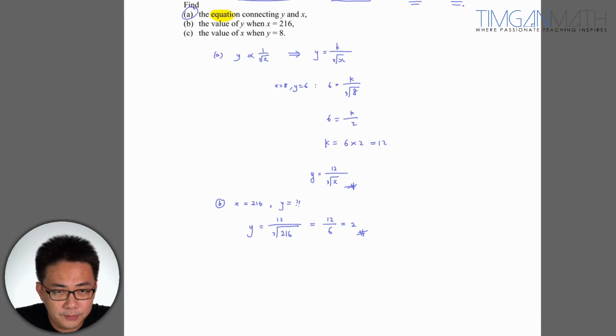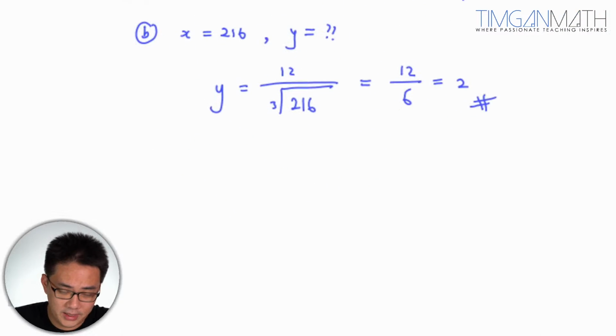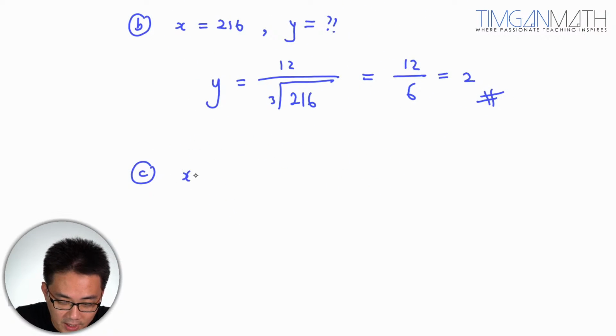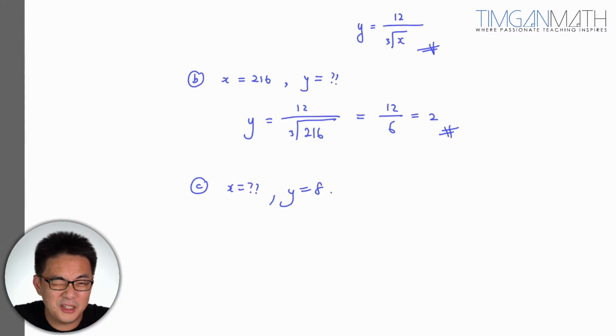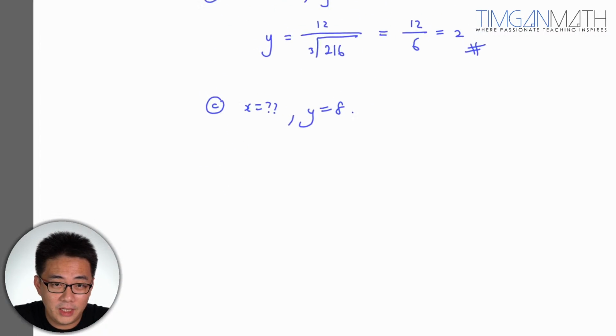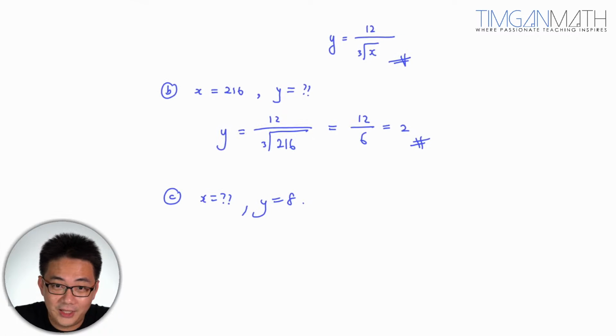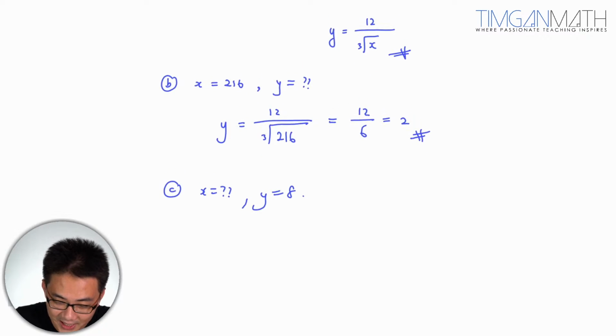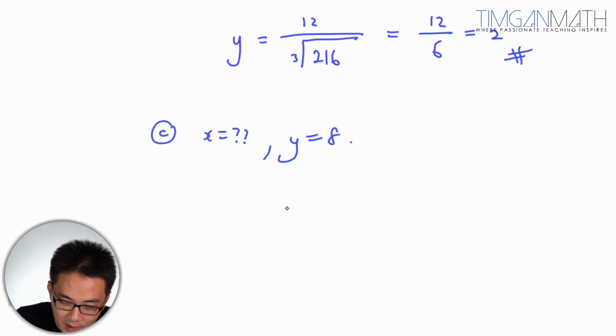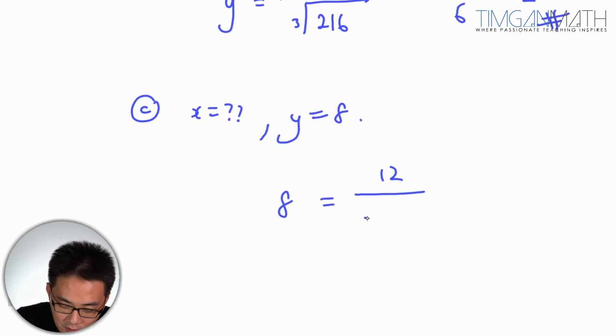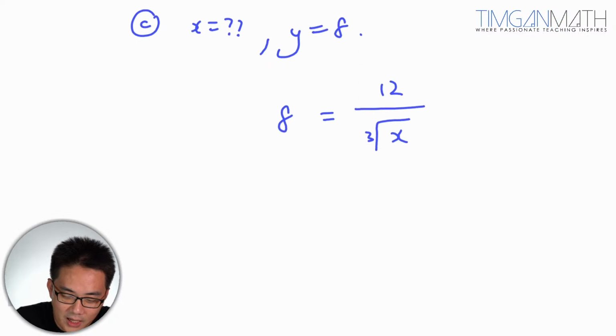So for C, the value of x when y is 8. So we need to find what is our x value when y is equal to 8. I think this is pretty okay. What we need is actually the same thing, just key into this calculator here. So y is 8. 8 equals to 12 over cubic root of x, like that. And I'm going to just cubic root multiply up.